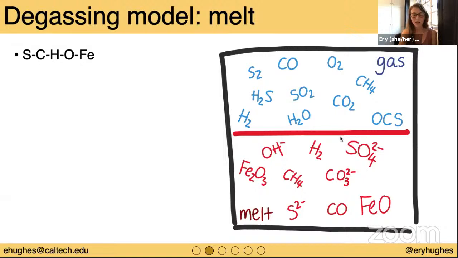For the sulfur, we're going to have oxidized sulfur as sulfate and reduced sulfur as sulfide. And then because we want to look at changes in oxygen fugacity, I'm also going to include iron in the melt. So we've got iron 3+ and iron 2+. So once we've got the species that we're going to model, we need to have reactions that are relating the gas and the melt phase.